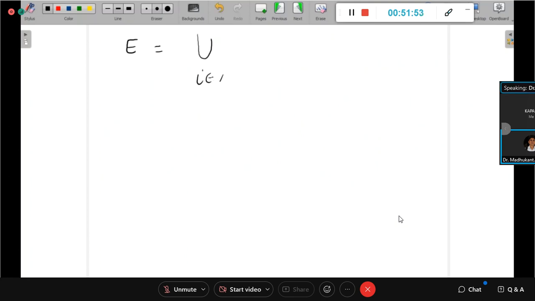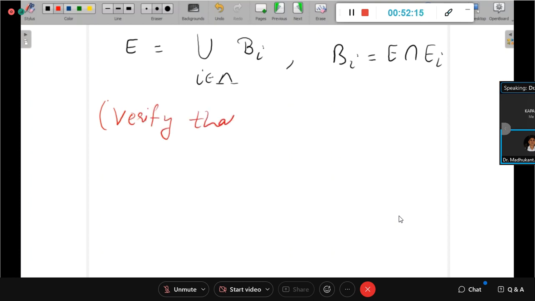Now E equals the union over i belonging to some index set lambda of B_i, where B_i is E intersection E_i. Now you can verify that B_i intersection B_j is a null set for i not equal to j.